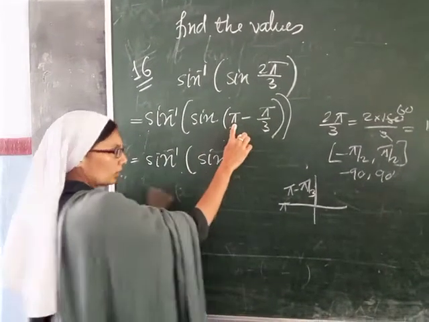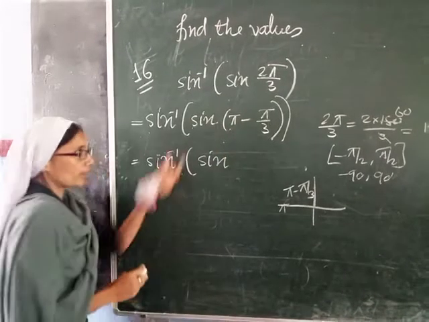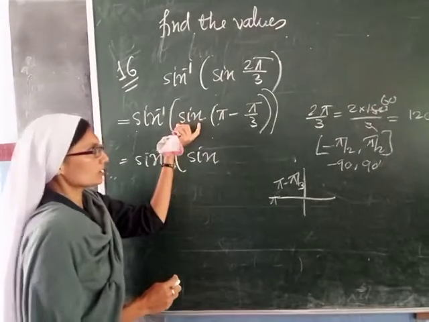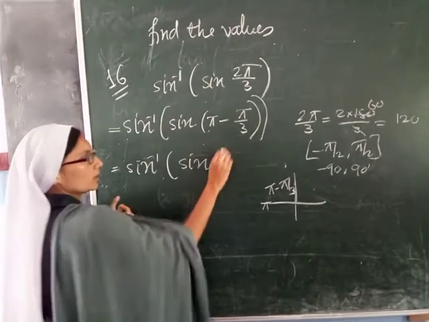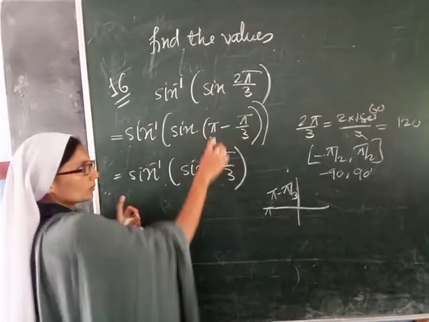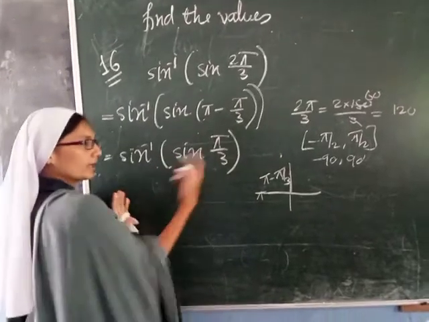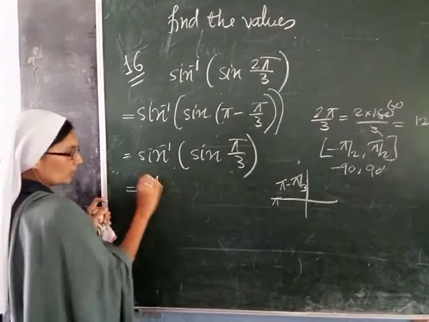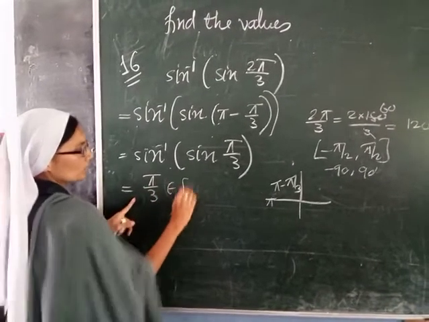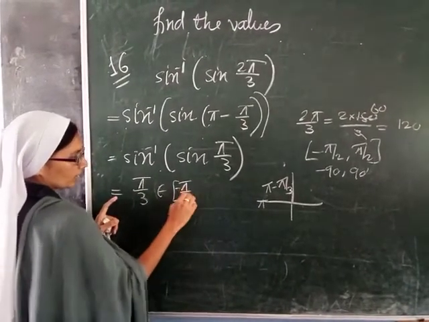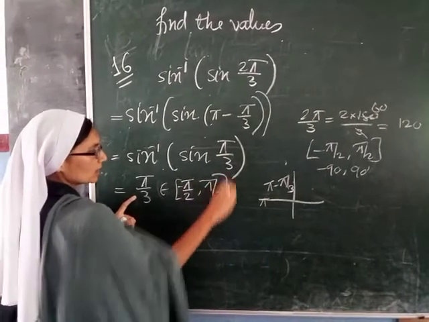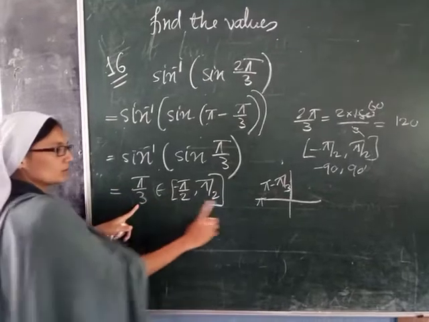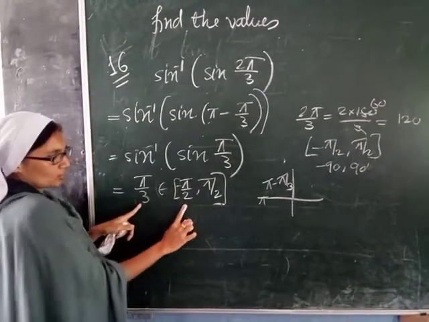This pi only gives me in which quadrant it comes. So I know this is in the second quadrant. Sign is positive, so now I no more need this. So I'll just write sin pi by 3. Suppose it is negative, I'll put negative here, and then take the negative inside. So now sin inverse sine you can cut, and it is pi by 3. And this is already in the principal value branch. This is the principal value branch for the sin inverse. So the value of this is pi by 3, which falls into the principal value branch of sin inverse.